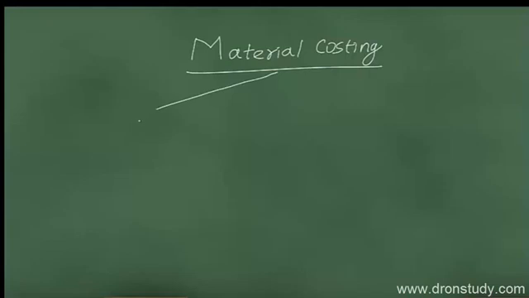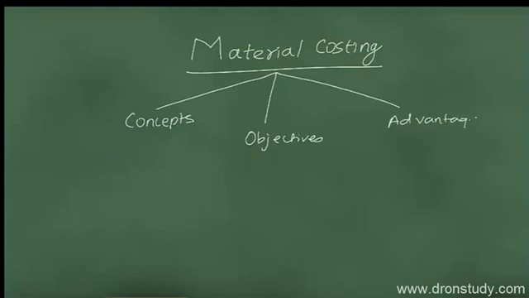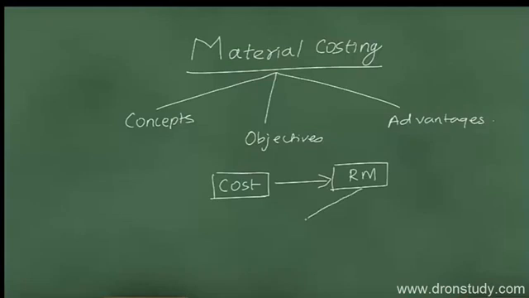We are going to learn about the concepts behind material costing. We will also learn about the objectives of material costing, the advantages, methods, and elements of material costing. So, the cost of any product which is manufactured will have a major component, that is raw material. The raw material of the product can be classified into two types. One is direct material, the other one is indirect material.